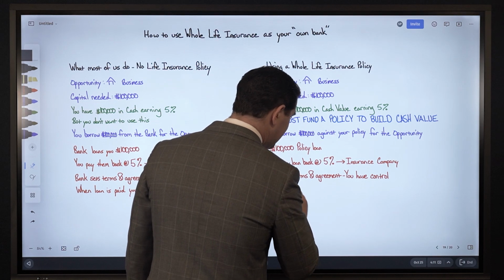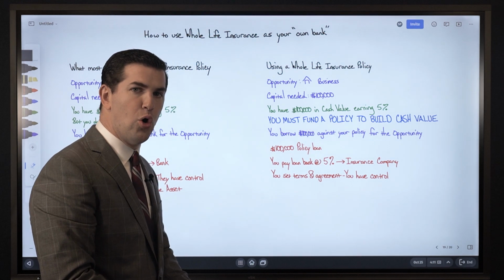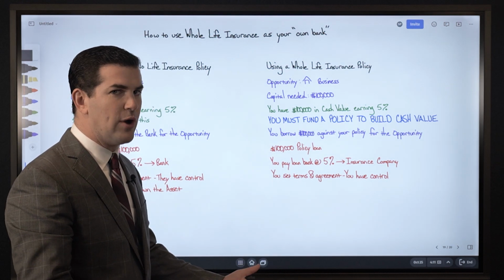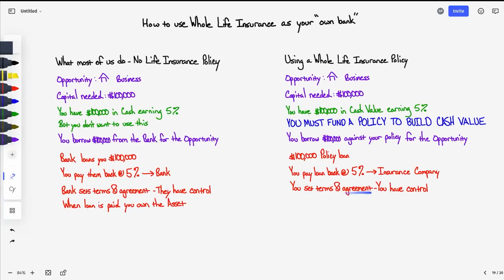Does the insurance company set the terms of that loan and state you must pay it back over X number of years or anything like that? No. You set the terms. There is no agreement. You can pay it back however you'd like. You've got full control here.